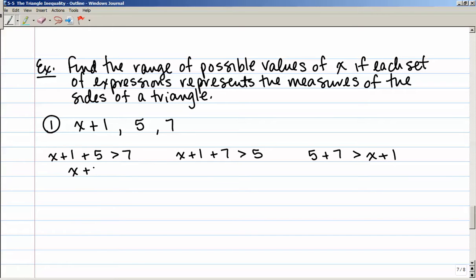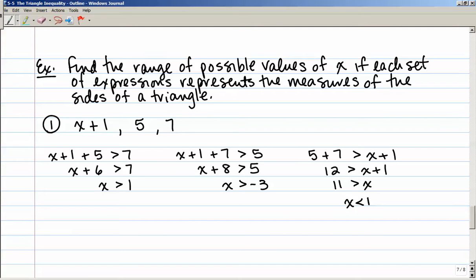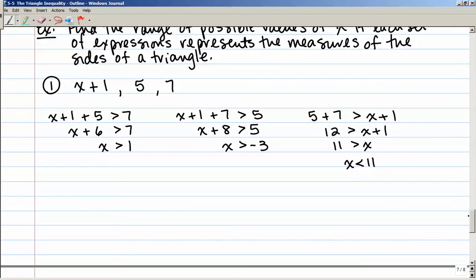So x plus 6 is greater than 7, or x is greater than 1. X plus 8 is greater than 5, so x is greater than negative 3. And 12 is greater than x plus 1, or 11 is greater than x, or x is less than 11. So let's graph all three of those. Negative 3, 1, and 11.